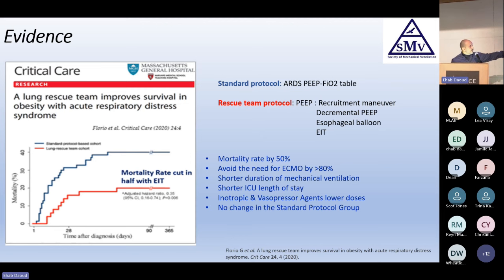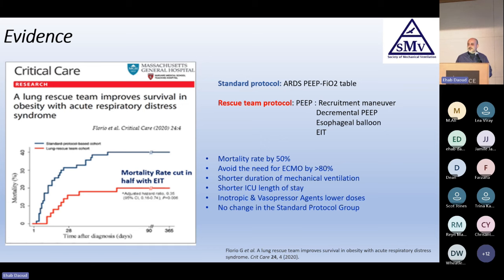And they found, comparing this rescue team versus the normal, that mortality rate dropped by 50%. ECMO was avoided in 80%, with shorter duration of mechanical ventilation, shorter ICU length of stay, and decreased inotropic agents. To be honest with you, when you look at those results, you can tell that this is too good to be true.